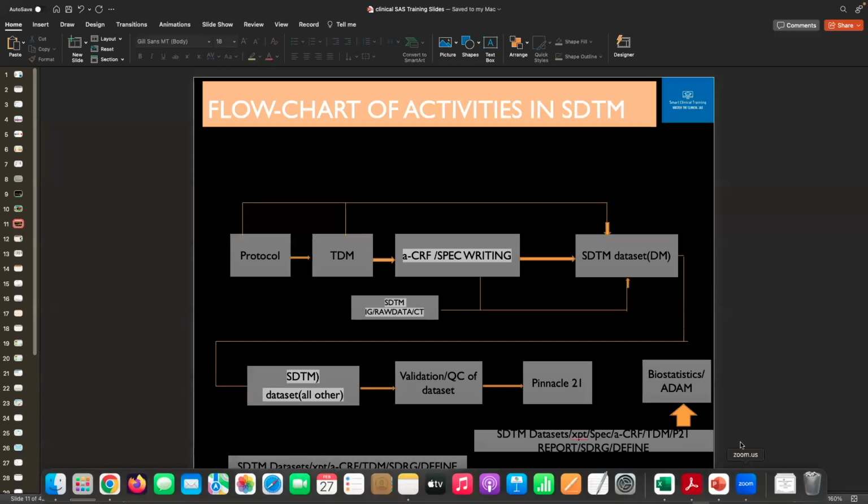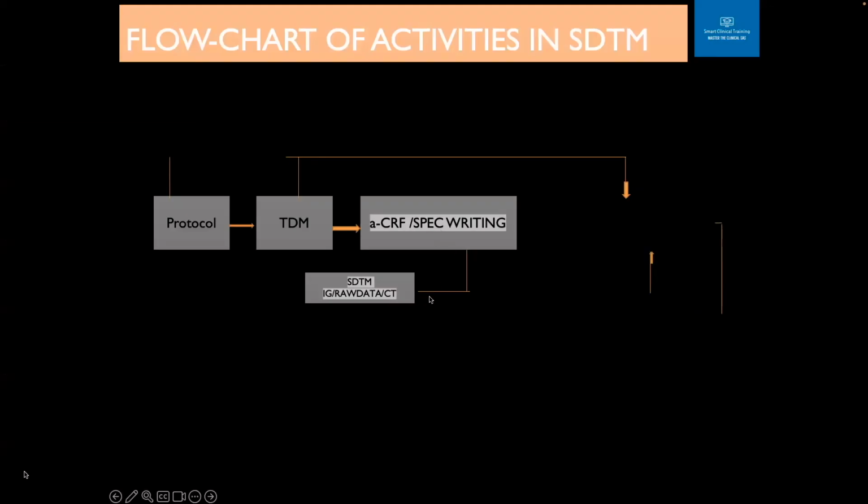To create this specification, we need to refer to documents. For annotation of the CRF, we are referring to the TDM, and we also refer to the SDTM implementation guide. I'll show you what this implementation guide is. We also check the raw data as well. And there is something called CT, which is not required for the ACRF.